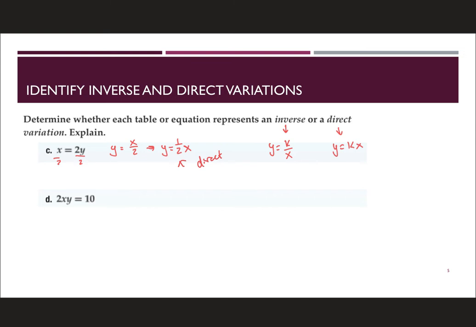All right, let's check out equation D. So I need to get y by itself. I'm going to divide both by 2x. That gives me y is equal to 10 over 2x. Simplify. This gives me a 5 on top. So that means y is equal to 5 over x. Okay, 5 over x. This fits our inverse variation pattern exactly. A number divided by x is what we have. So this is going to be an inverse variation.